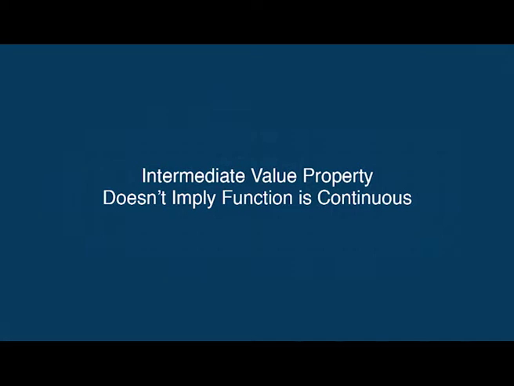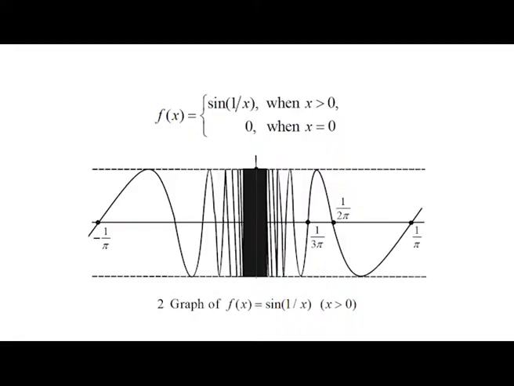The intermediate value property does not imply the function is continuous. The converse of the intermediate value property is not true. Though every continuous function satisfies the intermediate value property, a function satisfying the intermediate value property need not be continuous. For example, consider the function f(x) = sin(1/x) when x > 0, and 0 when x = 0. This function is not continuous at x = 0 because the limit of f(x) as x tends to 0 does not exist, yet the function has the intermediate value property.